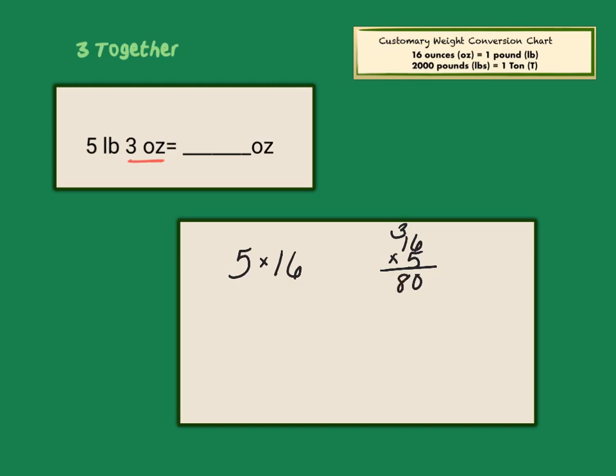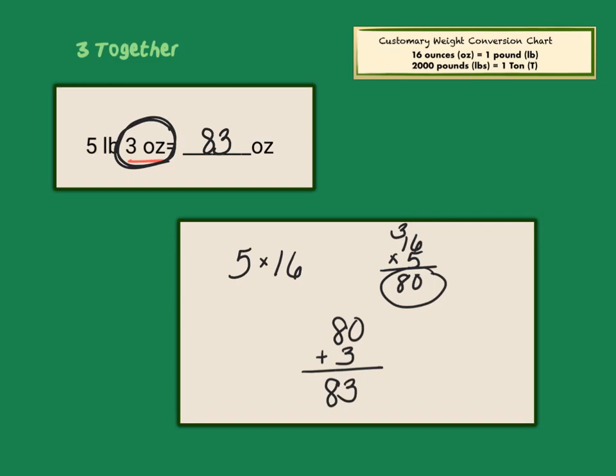And when I do that, I get the answer of 80. That means there are 80 ounces in 5 pounds. However, I can't forget this 3 ounces that I have up here. So I'm going to have to take that 80 and add the 3 back in, giving me a grand total of 83 ounces.